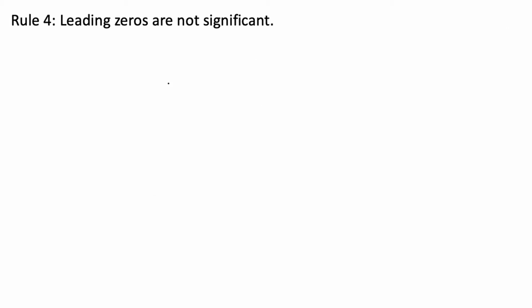Leading zeros are never significant. A value of 0.032. These are leading zeros. Although they're important for place value, they are not significant in the measurement. So therefore, this will have two significant figures.